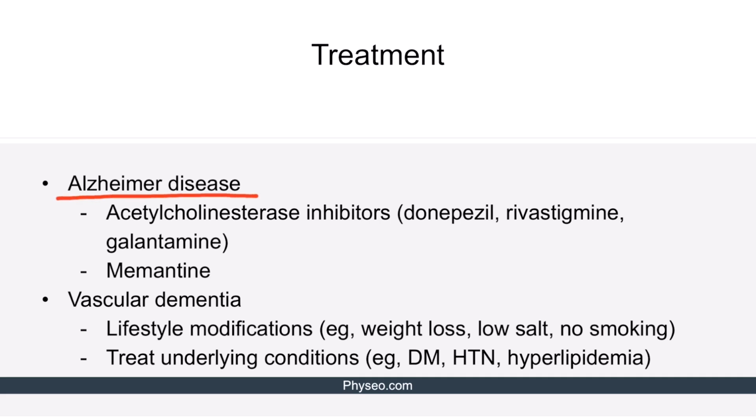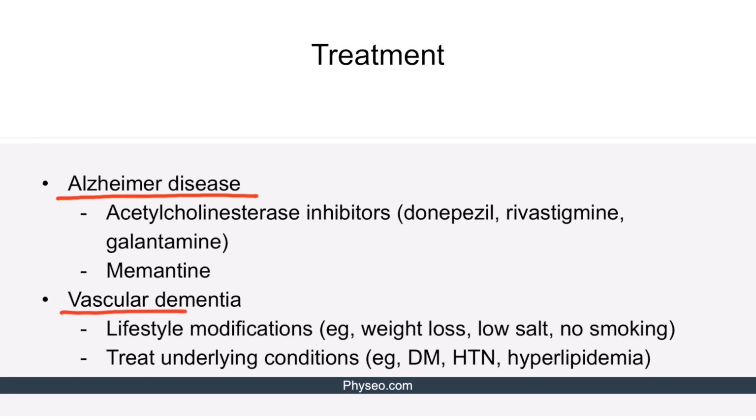Patients with Alzheimer's disease are given acetylcholinesterase inhibitors such as donepezil, rivastigmine, or galantamine. If these medications don't work or there is a contraindication, an NMDA receptor inhibitor, memantine, can be used instead. In addition, behavioral therapies and psychosocial support are crucial.